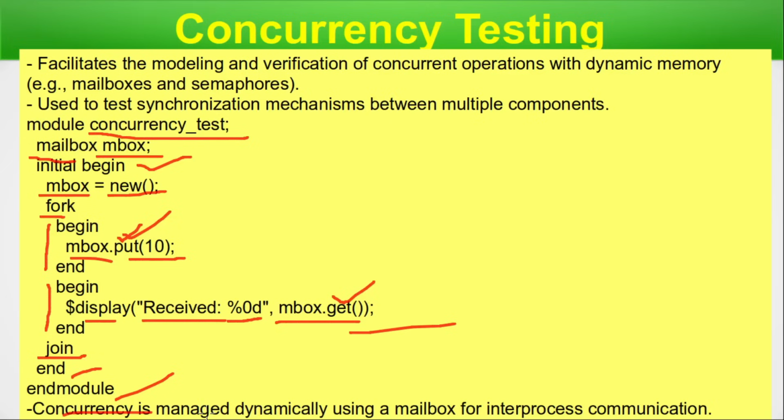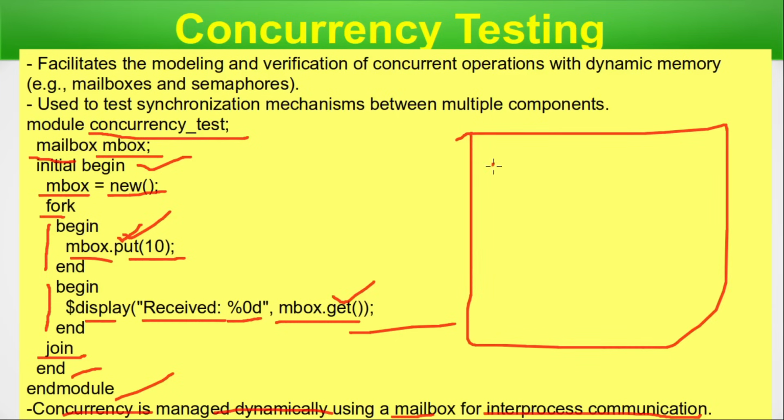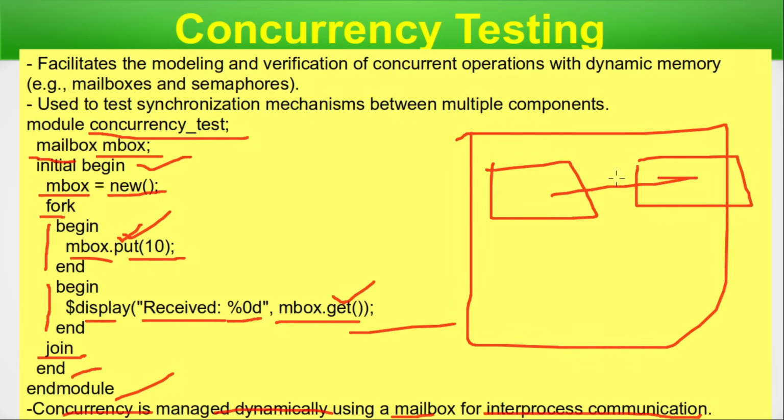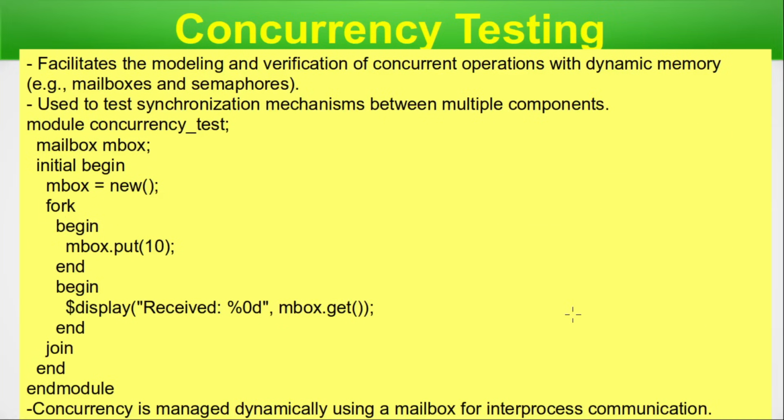So concurrency is managed dynamically using a mailbox for inter-process communication. That means for the verification paradigm, we have two processes and they are doing an exchange. So there we have concurrency testing and inter-process communication. You will know about all these paradigms when we go into detail in SystemVerilog for verification. There we will come across all the concepts in terms of code as well as philosophy. So for now, you just learn this. This helps verify synchronization and ensures designs behave correctly under concurrent operations. We are done with this particular slide, so let's move on.